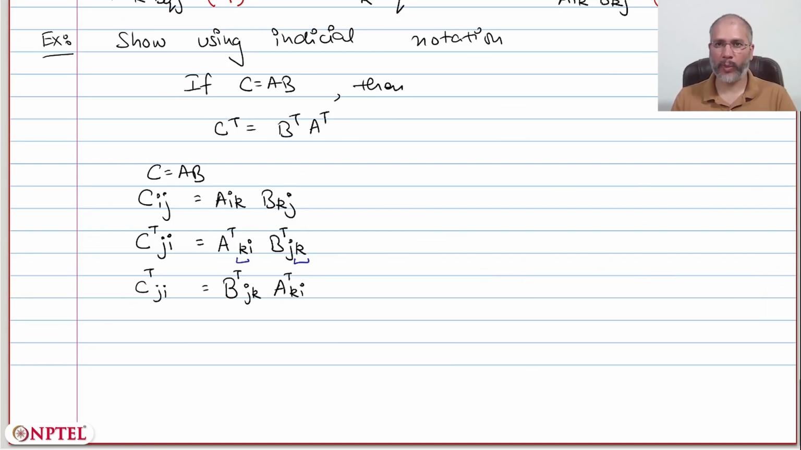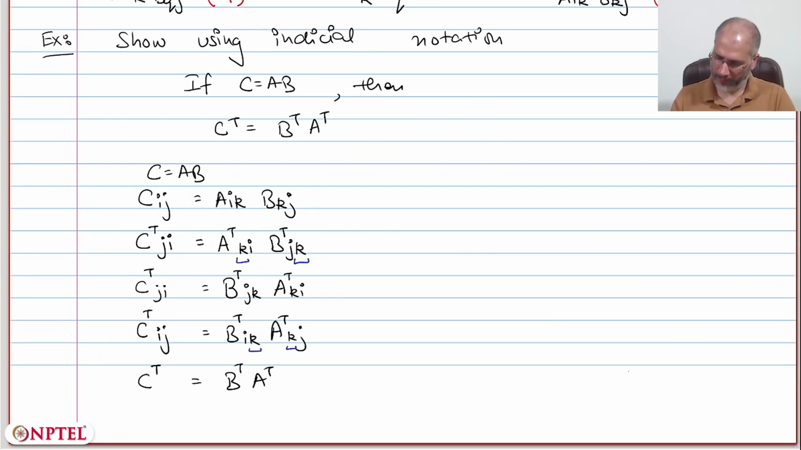And also, again, for convenience, although it's not required, I will change the indices. I'll replace i with j and j with i because they're all dummy indices. So this becomes B transpose Ik times A transpose Kj. And this is simply C transpose equals B transpose A transpose, because the second index of B is the first index of A. So that means that we are multiplying a row of B transpose to a column of A transpose. So that completes the solution.